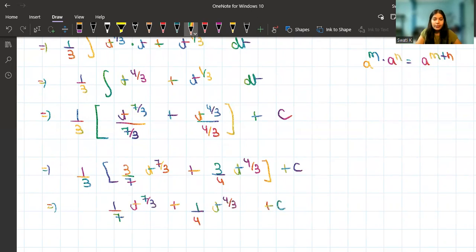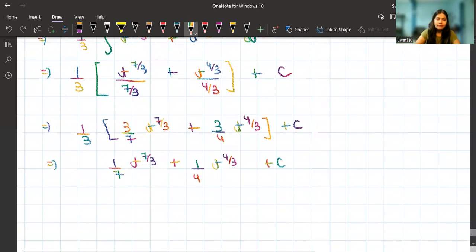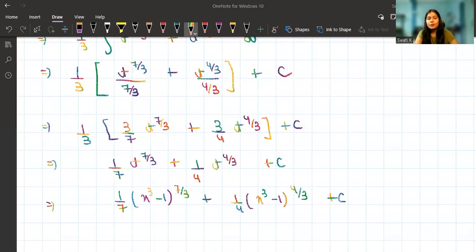plus c. Now what was the value of t that we had taken? We had taken t as x cube minus 1. So we simply have to put that back. So 1 upon 7, t was x cube minus 1, so x cube minus 1 raised to 7 upon 3, plus 1 upon 4, again x cube minus 1 raised to 4 upon 3, plus c. This is the answer. So we are done with the 12th question as well.